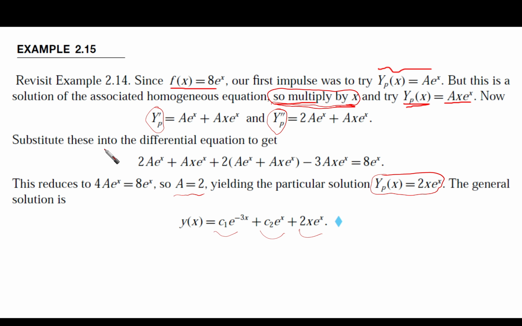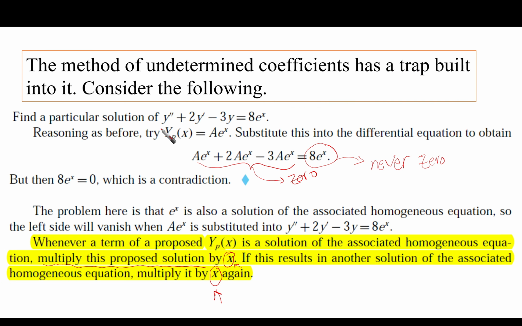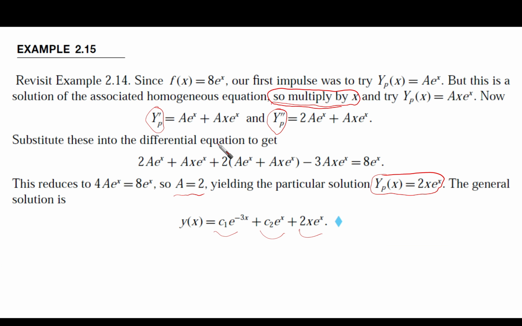Substitute these into the differential equation to get our main differential equation. Already we know it. It's here. This is our main differential equation: y double prime plus 2y prime minus 3y equal to 8 e to x. So here this is y double prime, here this is 2y prime, and this is the free term y, equal to the right hand side, 8 e to x.